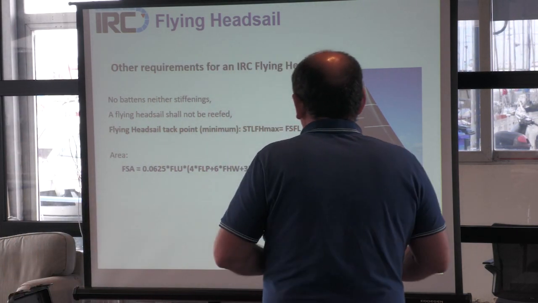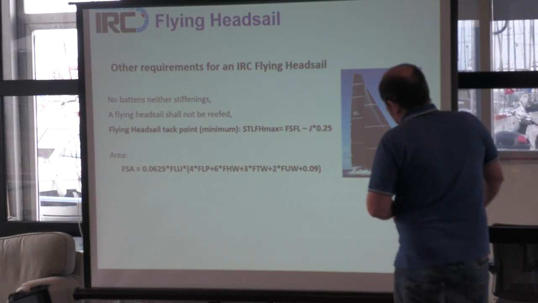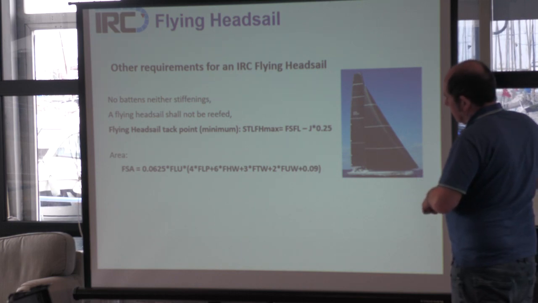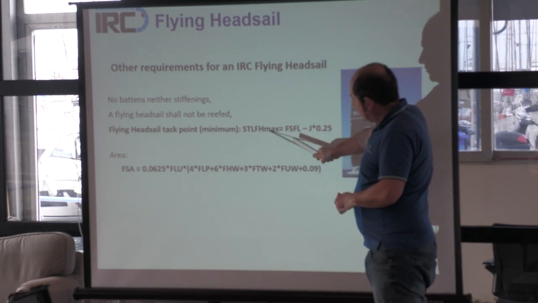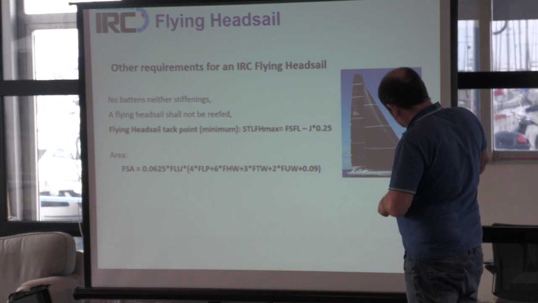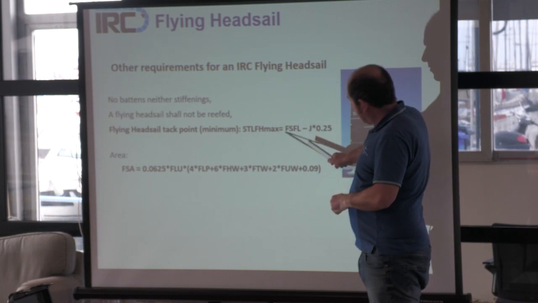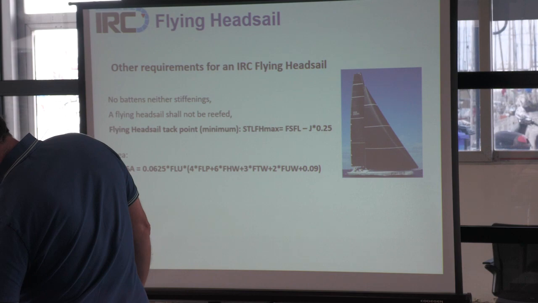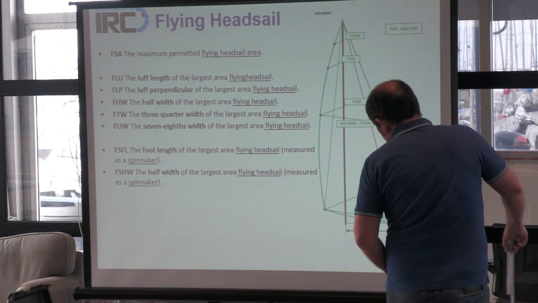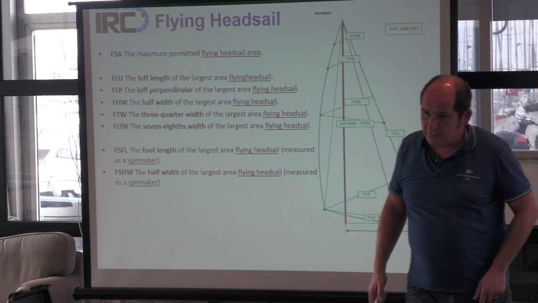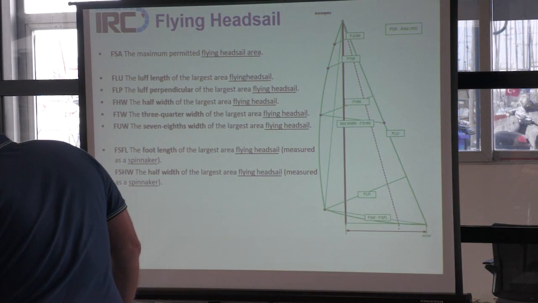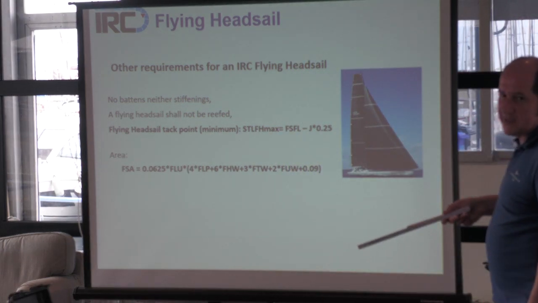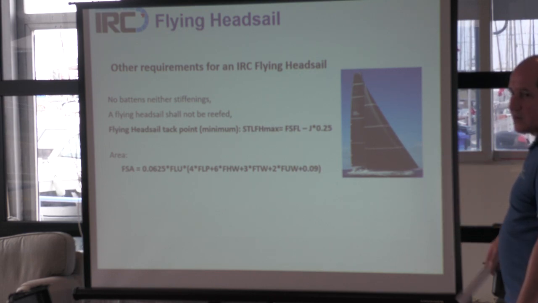Something more: when the flying head sail is used, the minimum distance of the flying head sail tack point is calculated, and the formula is STL FH max. It is this point here. It is the FSFL, which is the foot measurement. FSFL less 25% of J. J, which you remember, is the horizontal distance from the mast to the point where the forestay meets the deck.